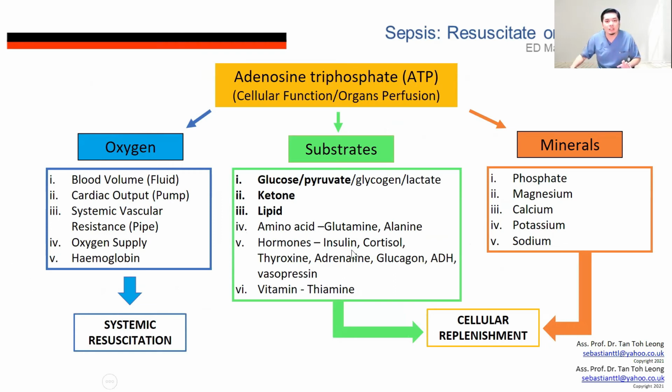So conventionally, we know the oxygen, the substrate, the mineral. The oxygen part usually is covered by the Surviving Sepsis Campaign. They already tell you the replacement of fluid, start antibiotic, give fluid boluses, maintain the cardiac output, maintain the systemic vascular resistance by vasopressor, give oxygen, transfuse. This is the conventional way of doing the resuscitation. This is what everybody knows. And also the mineral replacement, anything low we replace because minerals are needed for the cell to function.